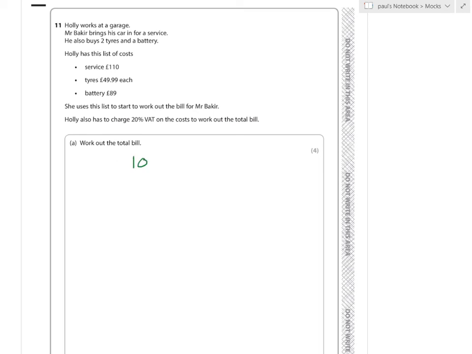He's going to have a service of £110, and he's going to buy 2 tyres, which is £49.99 and £49.99, 2 tyres, and then he's going to buy a battery at £89, and then we're going to add 20% on. So let's add this lot up first. So we've got 110 plus 49.99 plus 49.99 plus 89, and that equals 298.98. Now let's find out what 20% of that is and add it on.